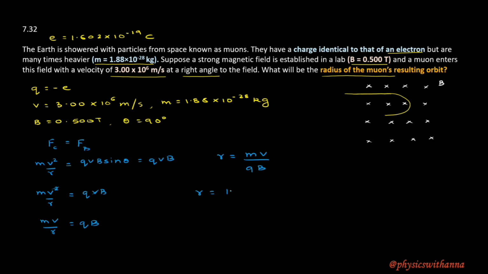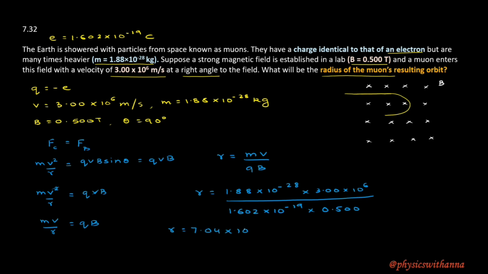Mass of the muon is 1.88 times 10 to the power negative 28. Velocity is 3 times 10 to the power 6. Over charge of muon, I will only take the magnitude of the charge and not the sign. So magnitude is just e, which we write as 1.602 times 10 to the power negative 19. And magnetic field is 0.5 Tesla. And when you solve this, you get the radius of circular path to be equal to 7.04 times 10 to the power negative 3 meter, which you can write as 7.04 millimeter.